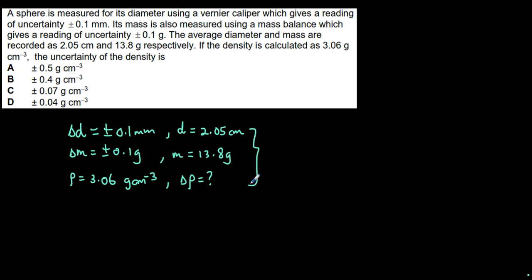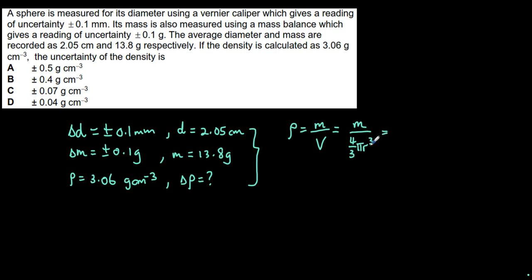From this information here, we can quickly set up an equation that relates the density to the diameter and the mass. Let's refer back. What is density? Density is mass over the volume, right? What volume is that? This is a sphere. What is the volume of a sphere? Volume of a sphere is 4 over 3 pi r cube.